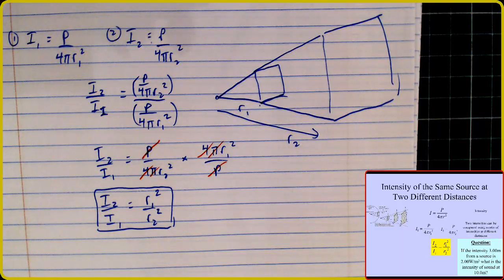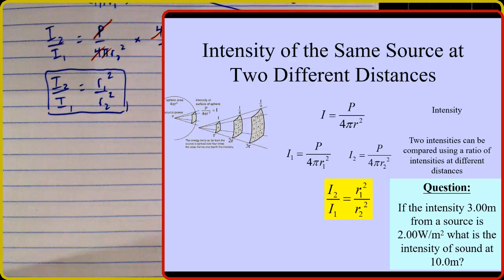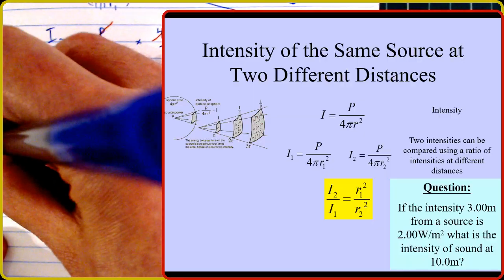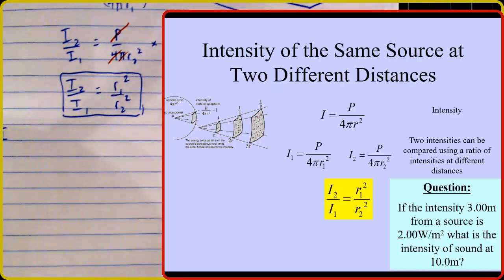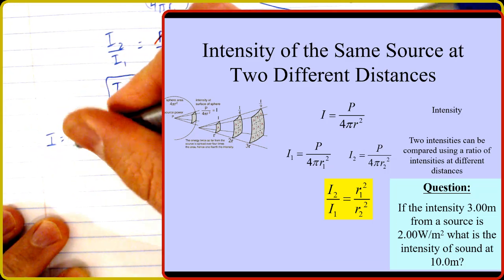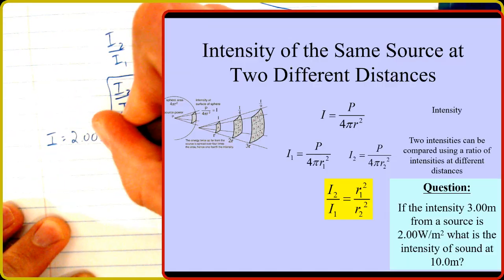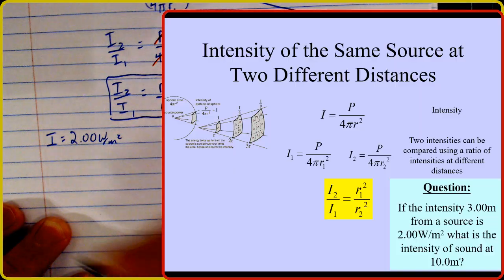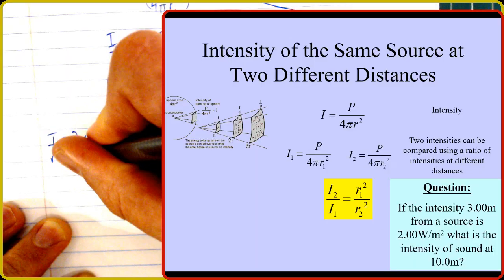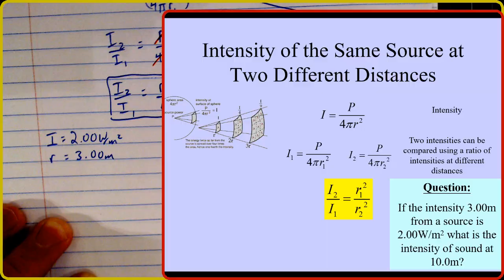So if I pull this image up bigger again, let's take a look at the question. It says if the intensity 3 meters from the source is 2 watts per meter squared, we'll give ourselves some givens. One of the intensities is equal to 2 watts per meter squared. And that was at an R value of 3 meters. What's the intensity of the sound at 10 meters?